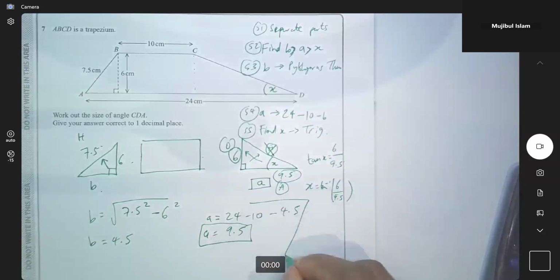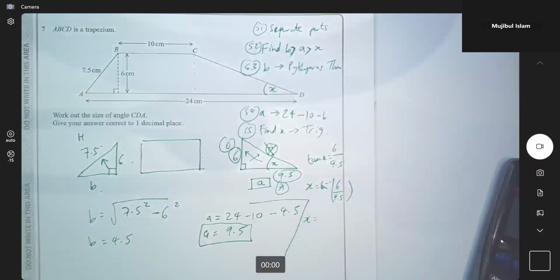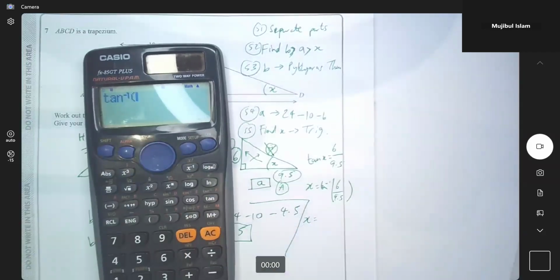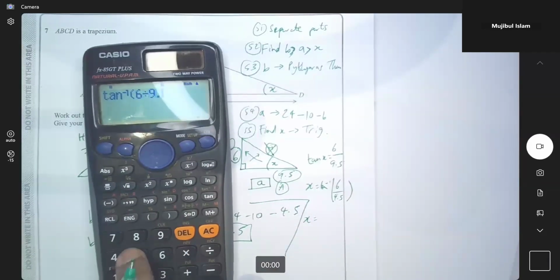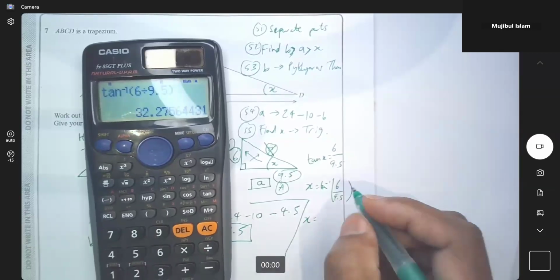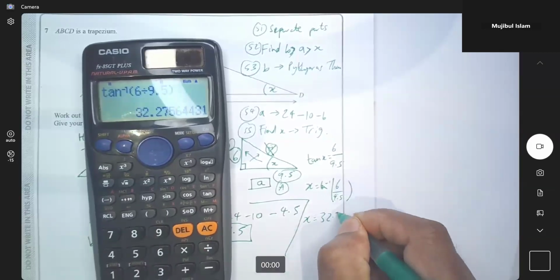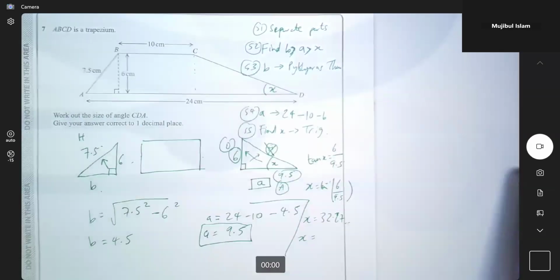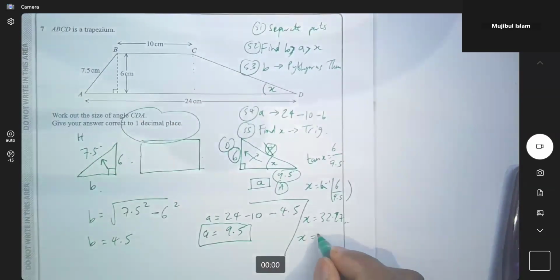And so x equals tan minus 1 of 6 divided by 9.5, which gives me 32.27... x equals 32.3 to 1 decimal place. Okay, let me check that. All right, well done, Sophia.